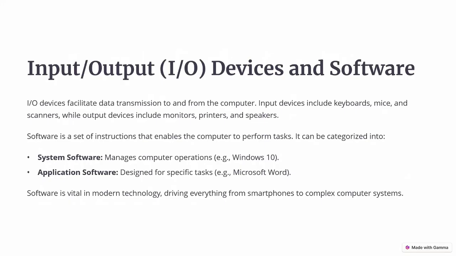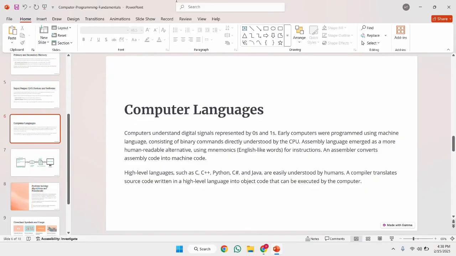And then software. A software is a set of instructions that enables the computer to perform tasks. It can be categorized into system software and application software. System software manages computer operations. The example of system software is Windows, Linux, etc. Application software are designed for specific tasks like Microsoft Word and Adobe Photoshop. Software is vital in modern technology, driving everything from smartphones to complex computer systems.